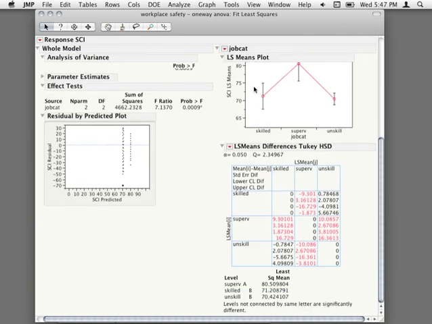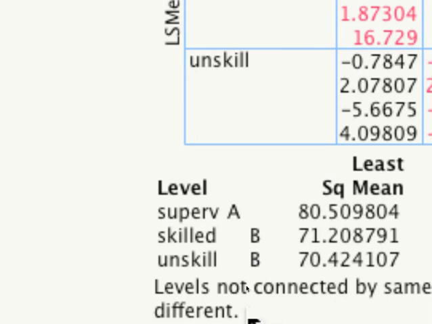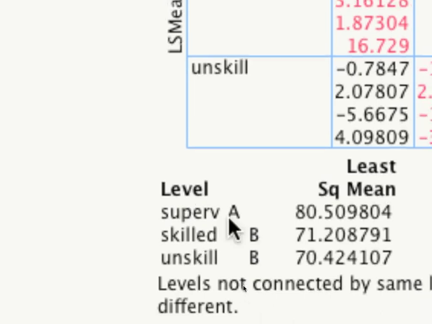And if we do this, we get an indication that really the supervisors are the only category differing from the others, right? In this little connecting letters report, we see supervisors get an A, the others get a B. So these are essentially, as far as we're concerned, having the same mean. We don't have evidence that skilled and unskilled laborers are differing at all in their perceptions of safety, whereas supervisors are differing from the other two.